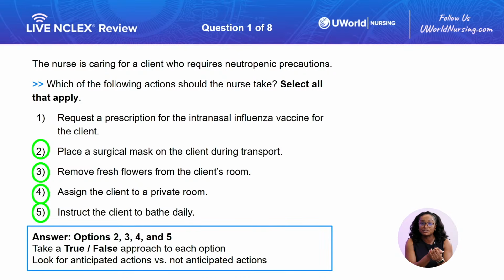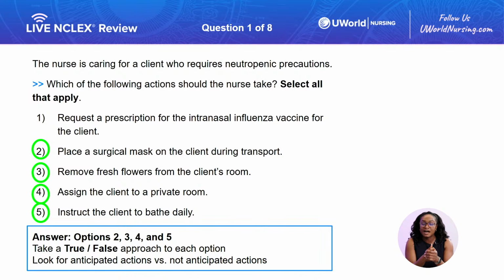Remove fresh flowers from the client's room. Although they are pretty and the family will fight tooth and nail to have fresh flowers in the room, fresh flowers harbor bacteria, especially with the dirt that is around the stems. So we need to keep those outside of the room because bacteria leads to infection.